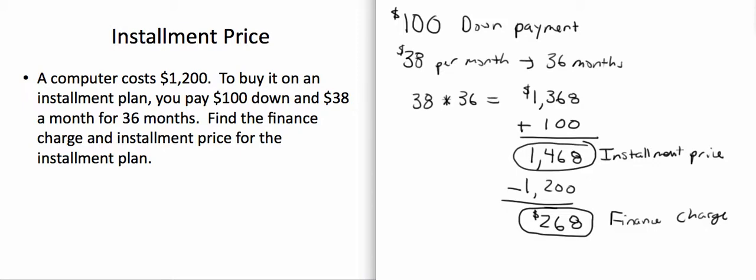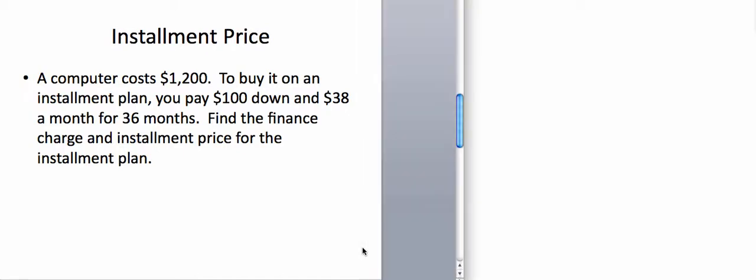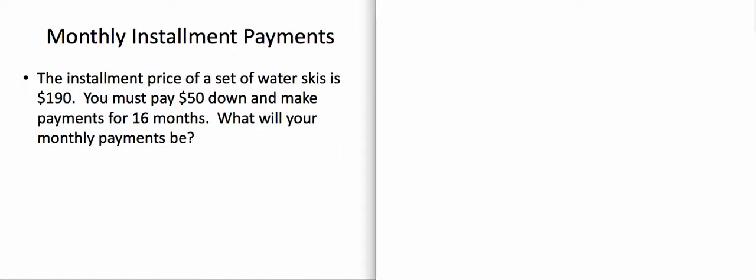Now, what's also going to happen is they're going to say, you bought something, you paid this money down, and you're going to pay it for 16 months. What should your monthly payments be? In this case, we're going to use a set of water skis. We've got a smaller number here, but the same idea happens. The total cost of the skis is $190. When we make that down payment, we subtract that out. So the amount of money we have to pay over, in this case, 16 months is $140. That's what has to be covered in these next 16 months.